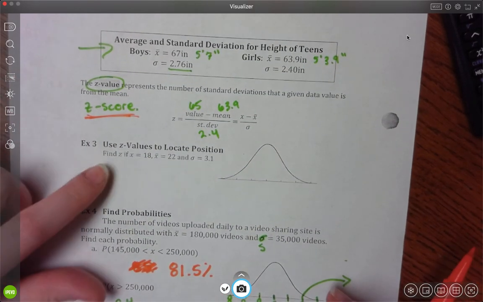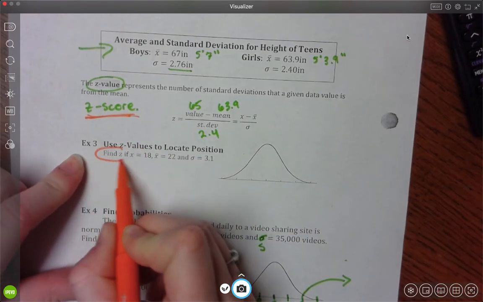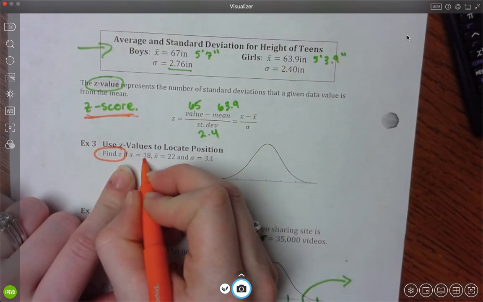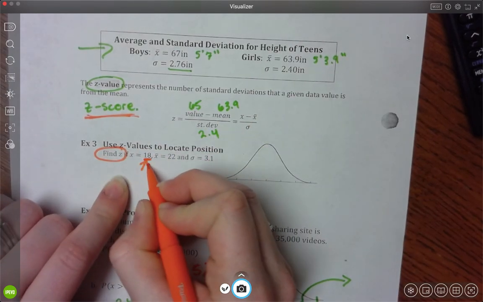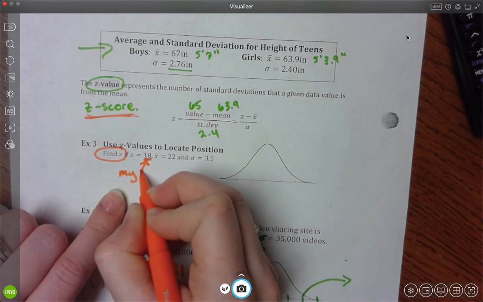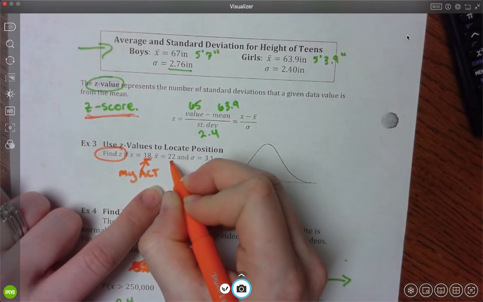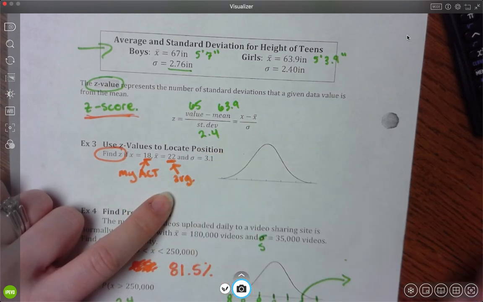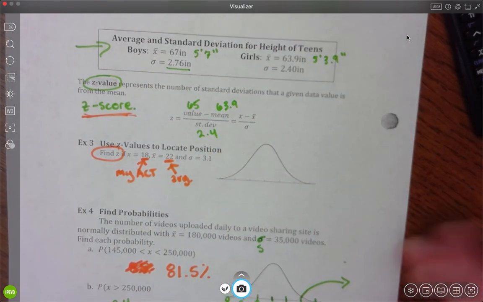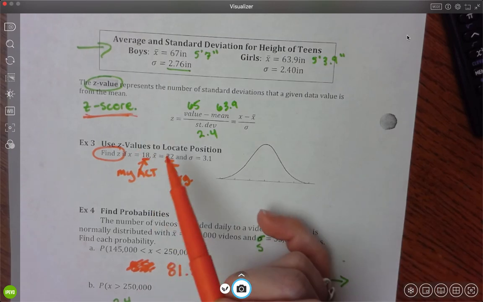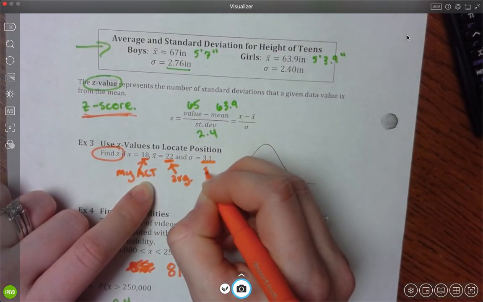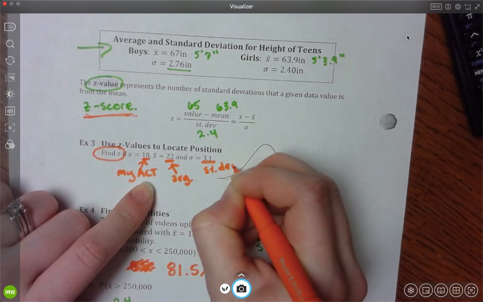Last example, they want us to find the z value. If x is 18, so this is like my ACT score. Let's say the average ACT score is a 22. It's not, but that's what they're saying. I don't even know that these are ACT scores, I'm just making these numbers up. So the average is a 22, my ACT score is 18, and the standard deviation is 3.1.